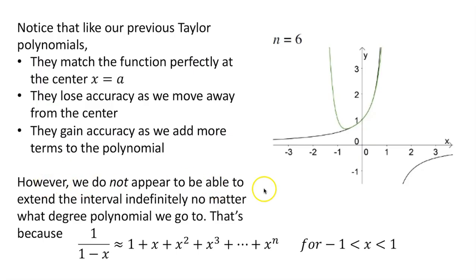However, we do not appear to be able to extend the interval indefinitely, no matter what degree polynomial we go to. So it looks like our polynomial is only going to work between that -1 and 1 set of values, right? And that's because 1 over 1 minus x was approximately this geometric series, and it only works to have a convergent geometric series when the absolute value of the common ratio is less than 1, or where x values are between -1 and 1.